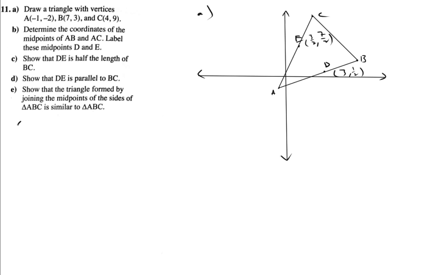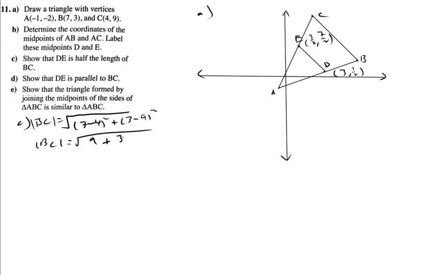Now for question C, we have to show that DE, so we can draw a line to show DE, DE right here is going to be half the length of BC. So first let's find the length of BC. The length of BC is going to be equal to the square root of 7 minus 4 squared plus 3 minus 9 squared. So BC is going to be equal to 3 squared, which is 9, plus -6 squared, which is 36. So the length of BC is going to be the square root of 45.